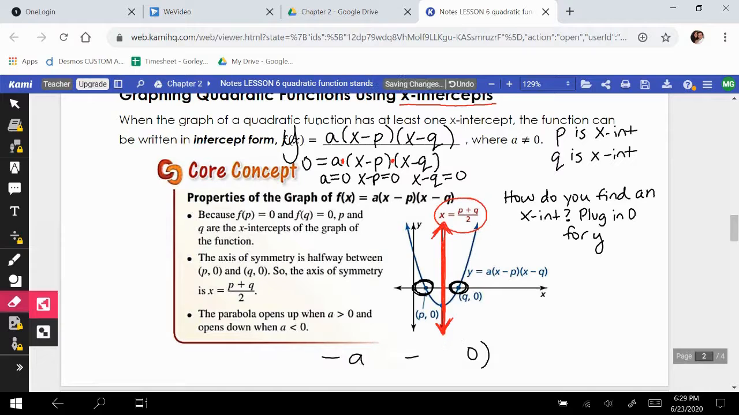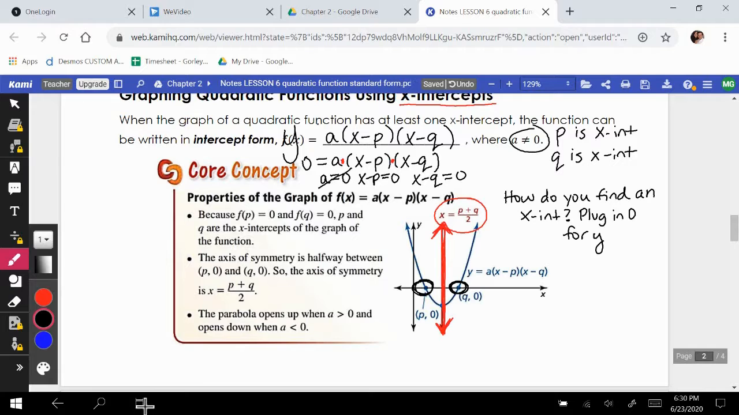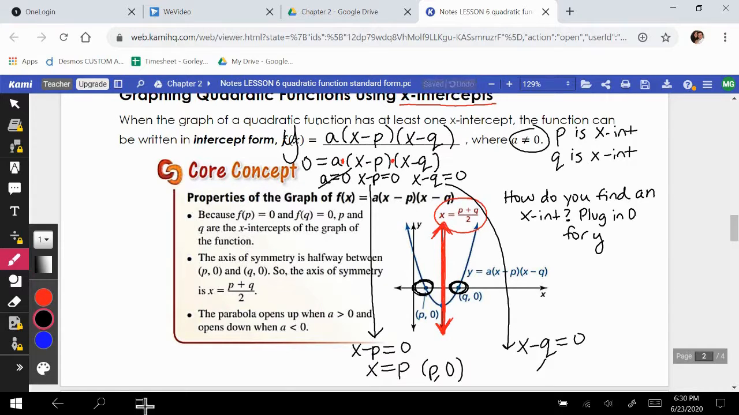Okay, so with those three options, and knowing that a can't be 0, so that's off the table, that leaves me with either x minus p has to be equal to 0 or x minus q equals 0. Well, if I want to finish solving for the x-intercepts, here if I add p to both sides, I would get that one x-intercept is p. Or here, if I take x minus q equals 0 and add q to both sides, I get that x equals q. All right, so those are your x-intercepts.